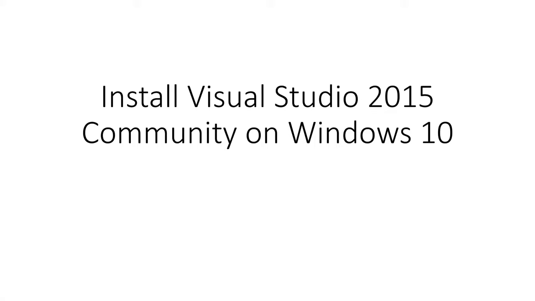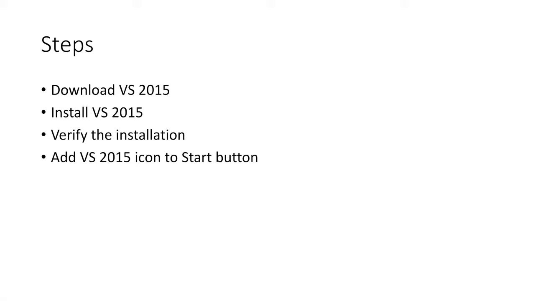In this video, I want to show you how to install Microsoft Visual Studio 2015 Community Edition on Windows 10. The steps we will take: download Visual Studio, then install Visual Studio, then verify the installation, and then I will show you how to place the Visual Studio icon in the Start window.